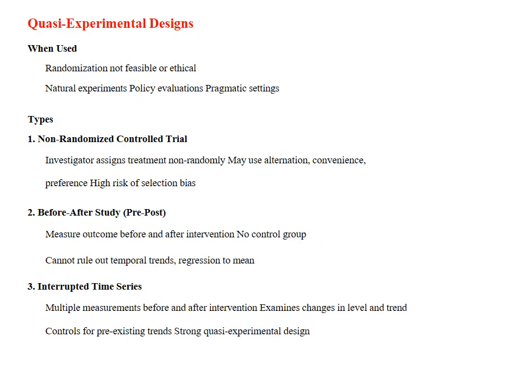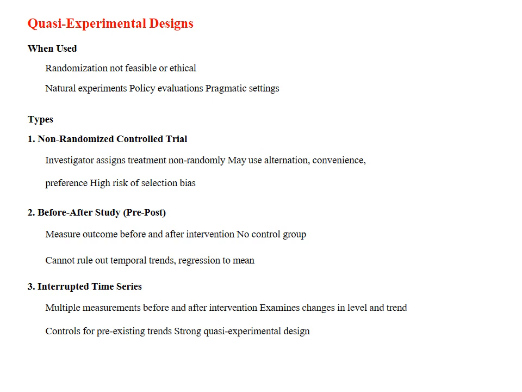Now we will discuss the quasi-experimental designs. When will we use these designs? Randomization not feasible or ethical, natural experiments, policy evaluation, pragmatic settings. What are the types? Non-randomized controlled trials, before-after study, interrupted time series. In non-randomized controlled trials, investigators assign treatments non-randomly, may use alternation, convenience, preference, high risk of selection bias.